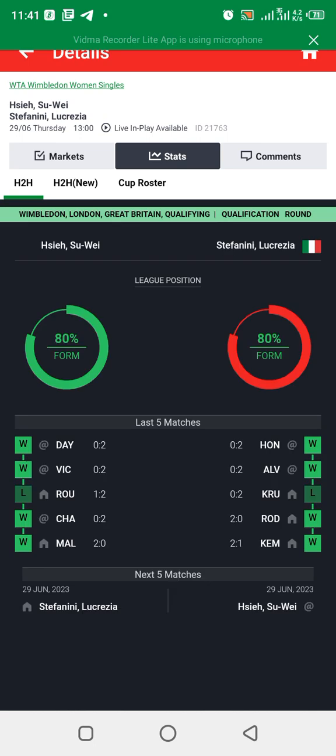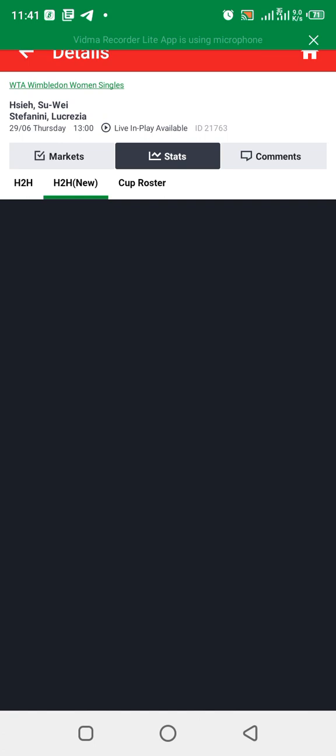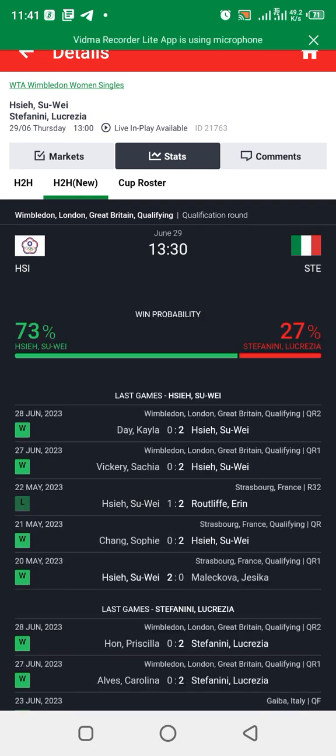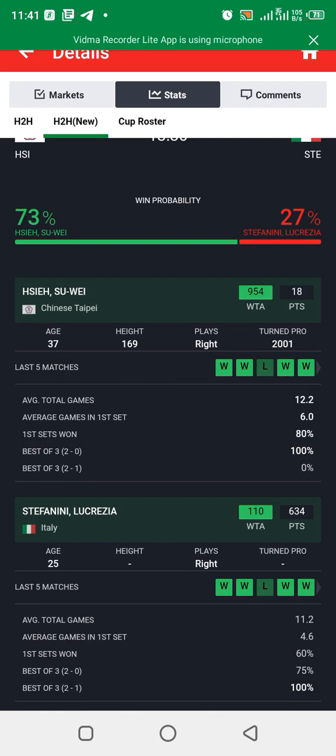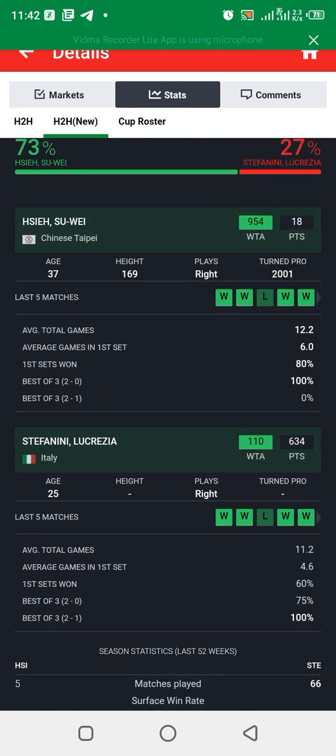The head-to-head is for checking the form, but I'm not always concerned about their form or anything. What I'm concerned about is their head-to-head new, whereby I'm going to see their total average point, at least the average point they've been having in their previous games. So now let's see. For Suwei, the total average point he had in all his matches is 12.2, and for Lucrezia, we see that the total average point he had is 11.